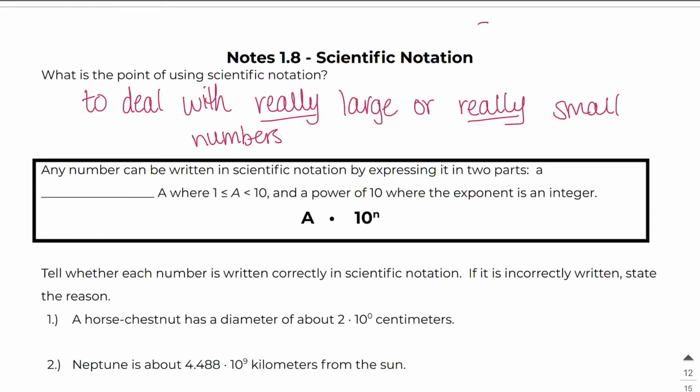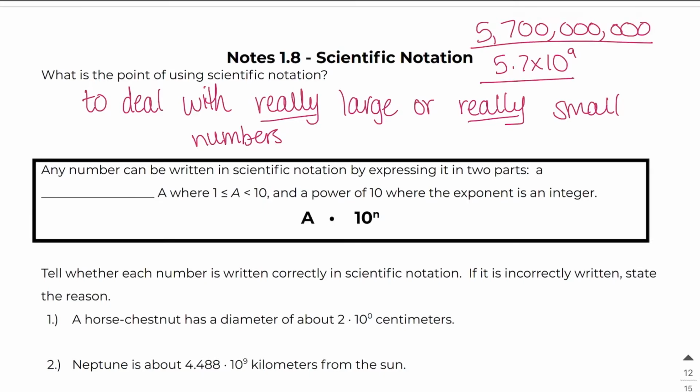So for example, if I wanted to deal with the number 5,700,000,000 right here, writing it in scientific notation is a lot easier. Writing in scientific notation would look like this. And we'll talk in detail why that's the way we would do it. But it's so much easier to write it out like this as opposed to writing it out like this.